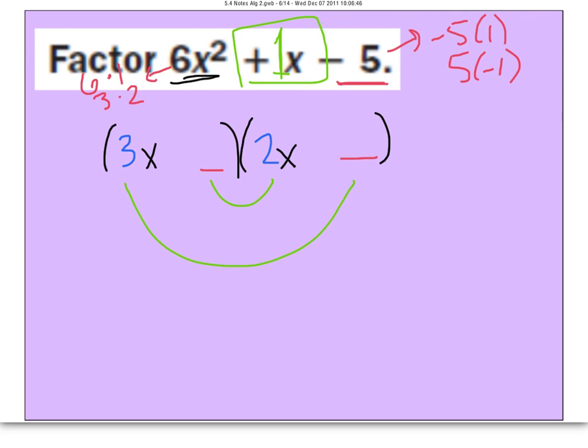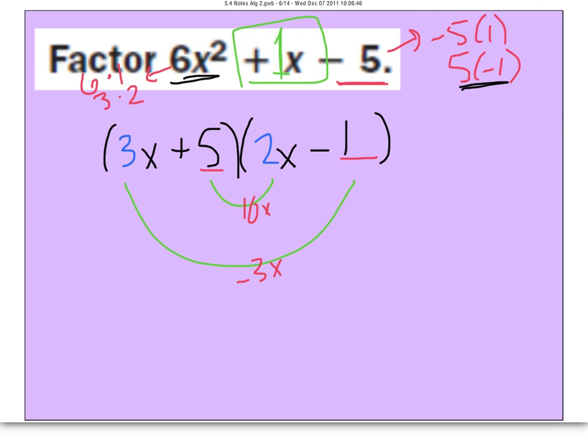I am thinking, and I'm just going to guess and check it. I'm going to try this combination. Let's try +5 minus 1. That'll give me a 10x and a -3x. That's 7x. That's not going to work.